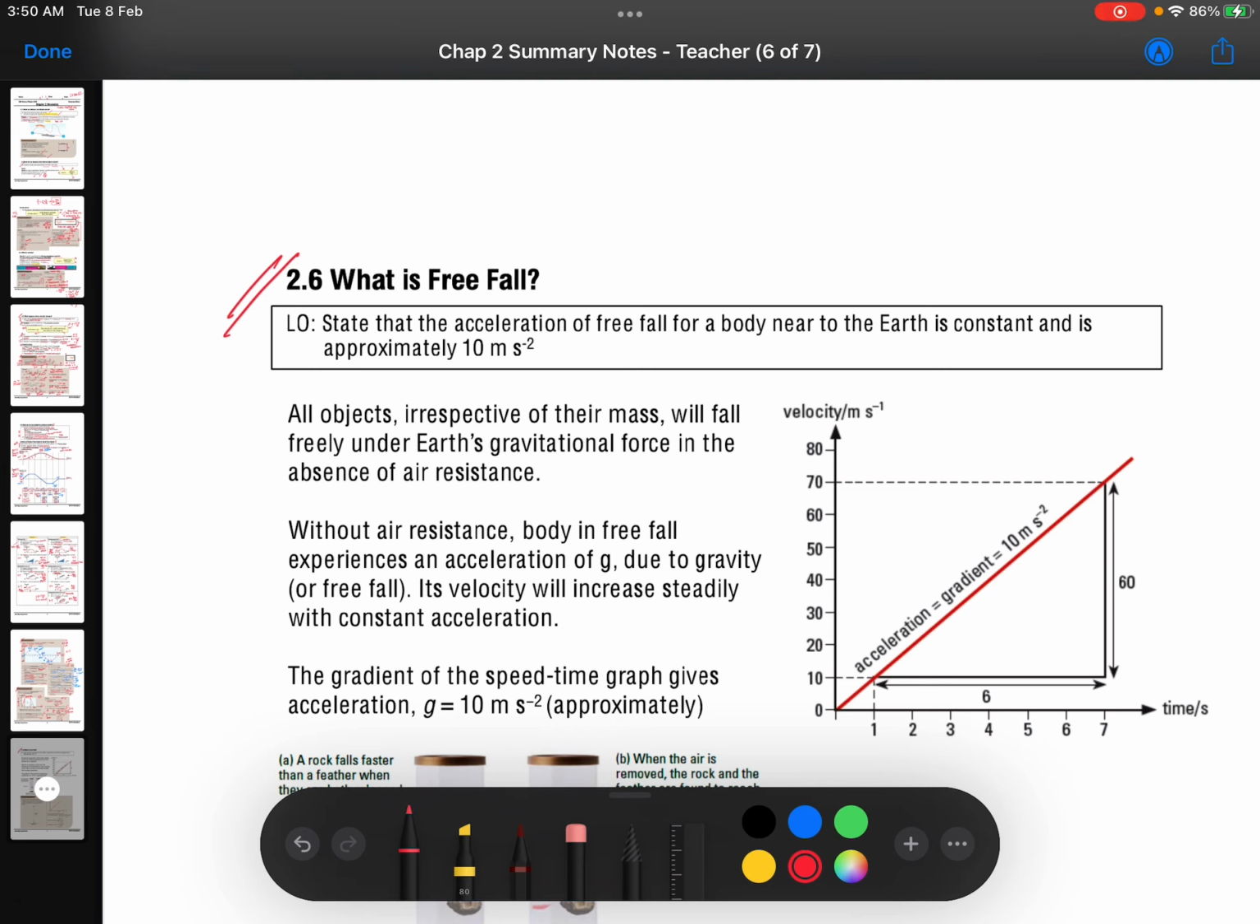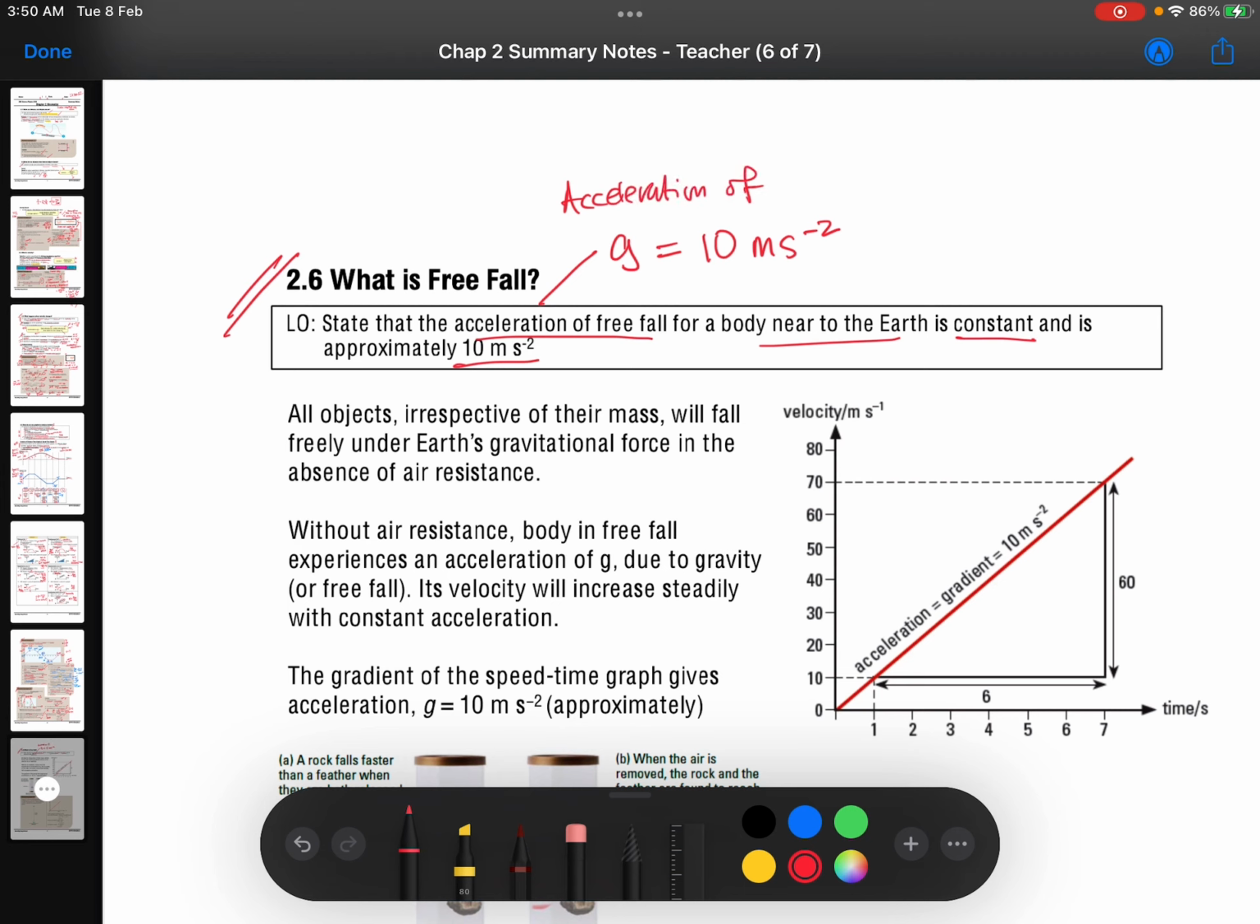In this lesson, by end of lesson, students should be able to state that the acceleration due to free fall of a body near Earth is constant, and it is approximately 10 meter per second square. So acceleration due to free fall, sometimes they denote it by g, right? Denote it by g, and g is 10 meter per second square.